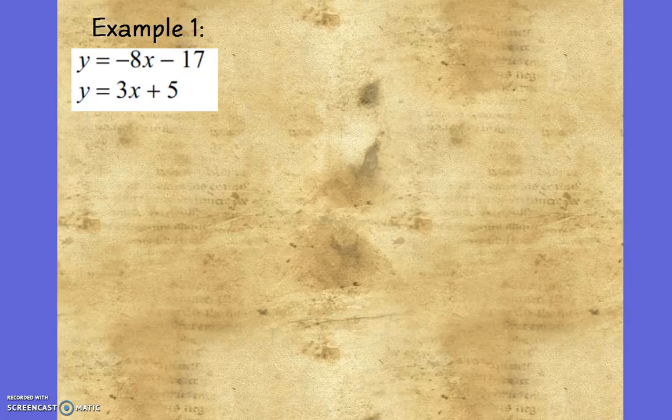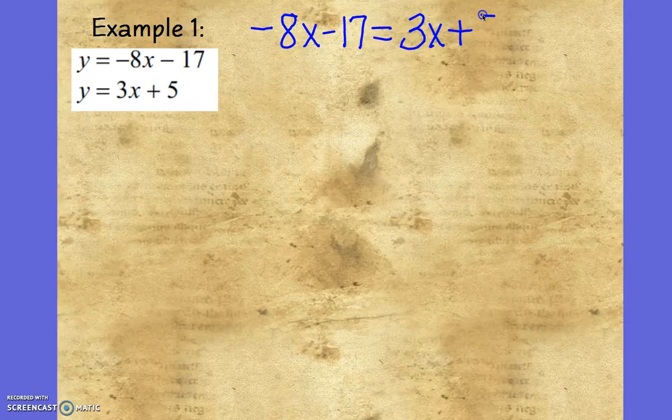So if negative 8x minus 17 is equal to y, and 3x plus 5 is equal to y, then that means that they have to be equal to each other. So I'm going to write negative 8x minus 17 is equal to 3x plus 5. We're taking this negative 8x minus 17 and we're substituting it in place of the y.